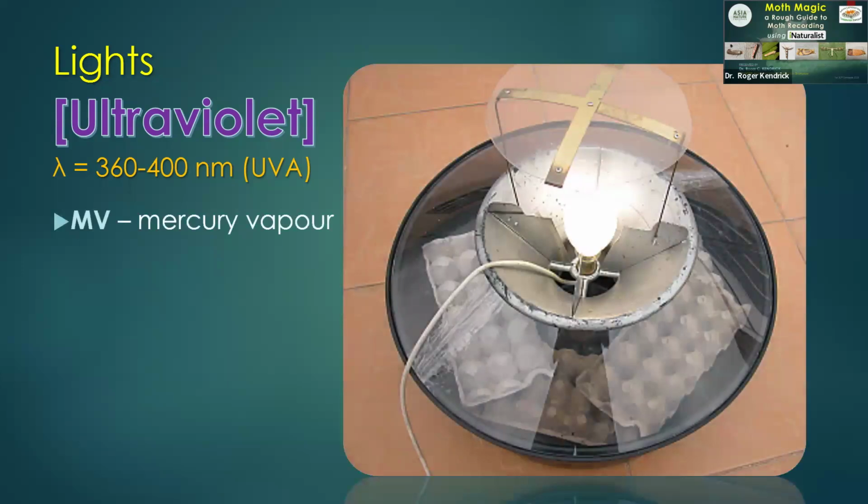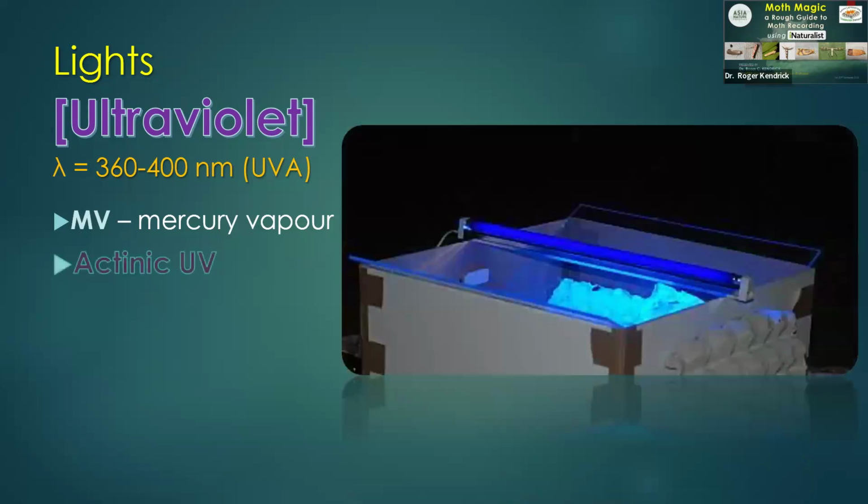And there are light sources that we can use to produce ultraviolet wavelengths. Mercury vapor lamps are used on a commercial basis and for recording as the primary modus operandi for bringing in moths, in combination either with a bucket style trap or with a sheet. Other sources of UV are actinic lights. This is an actinic light in operation. It shines this blue because it gives off blue as well as UV.